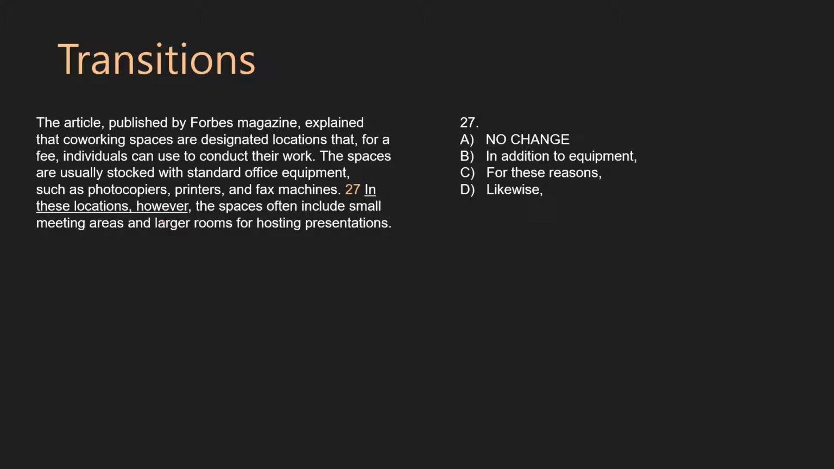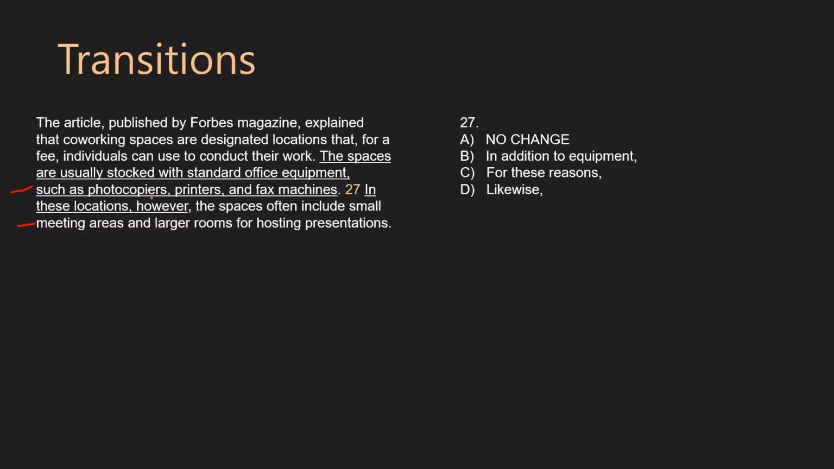Let's try one more here. All right, we have different transitions here. We have however, we have in addition, for these reasons, and likewise. So as usual, begin with the prior sentence. The spaces are usually stocked with standard office equipment, such as photocopiers, printers, and fax machines. So the previous sentence talked about examples of what's normally in these spaces. In this sentence, we're saying the spaces often include small meeting areas and larger rooms for hosting presentations.